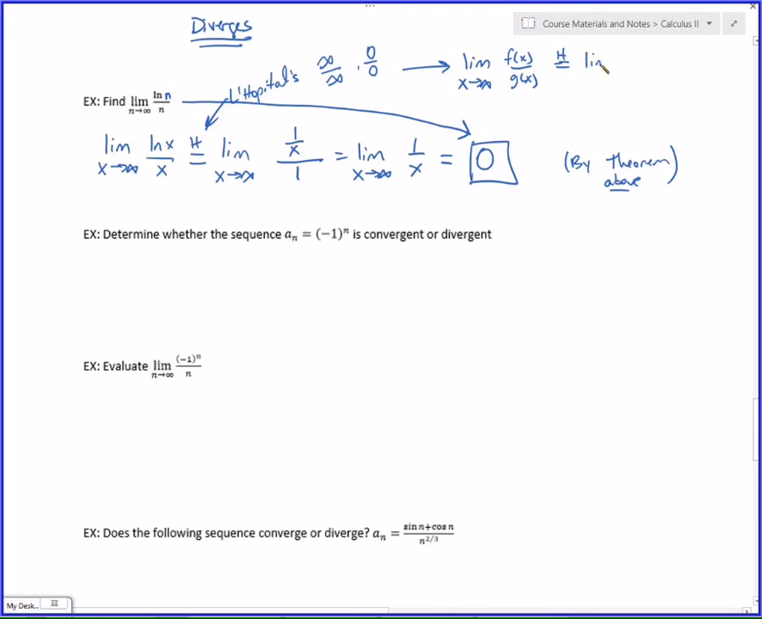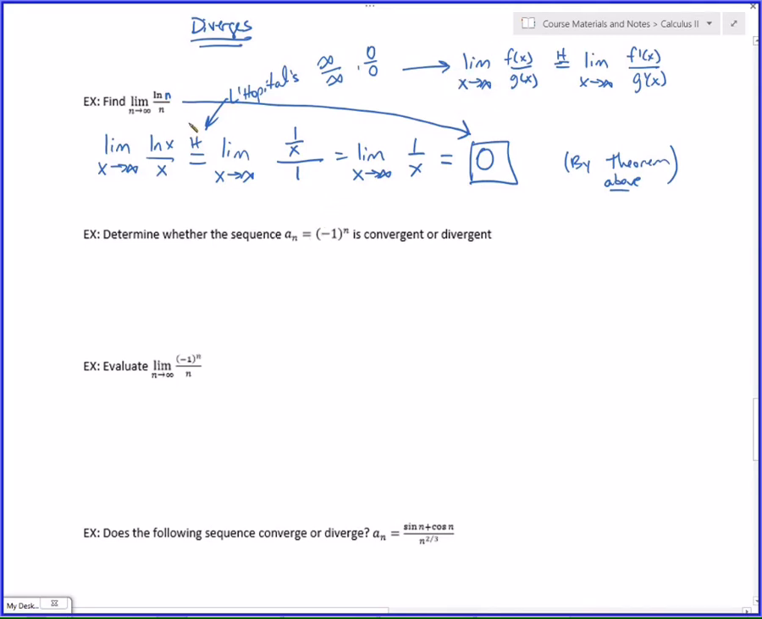L'Hopital's rule says the limit as x goes to infinity of f of x over g of x is the same thing as the limit as x goes to infinity of f prime of x over g prime of x. Derivative of the top, derivative of the bottom, and then try the limit again. As long as it's infinity over infinity or 0 over 0, then the limit after you've taken the derivative will be the same as the limit of the original problem.